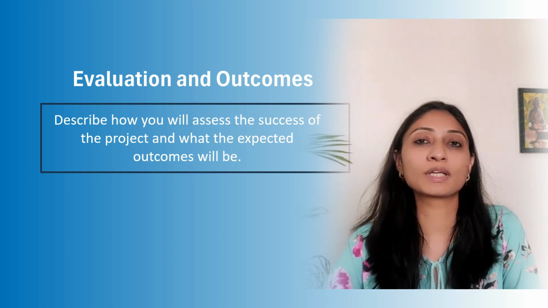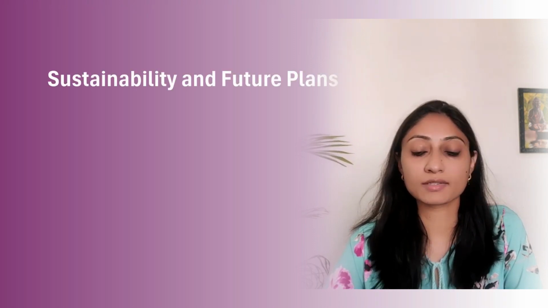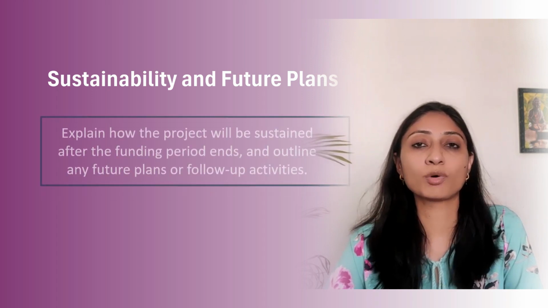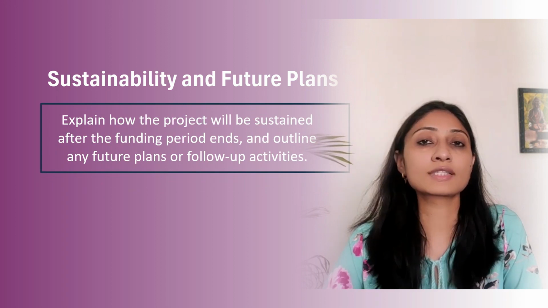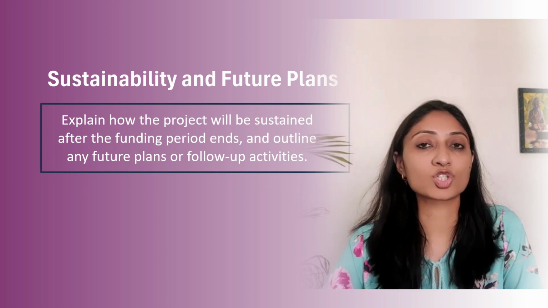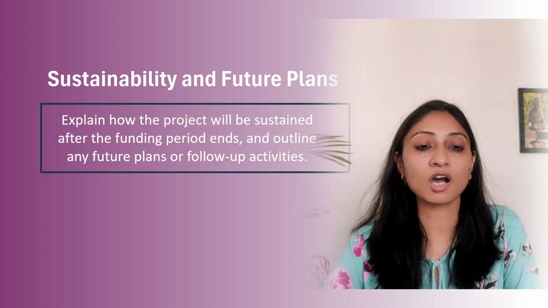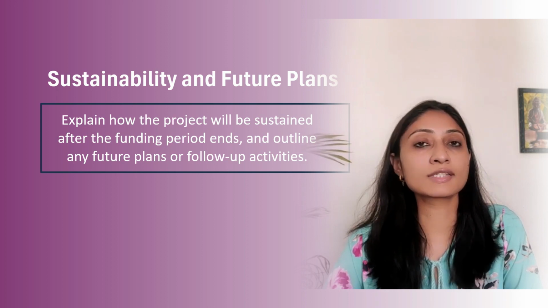So these things should be clearly mentioned in this section. The last section is sustainability and future plans. Once your project is completed, you need to mention the future scope of the project and how you will maintain that project. This comes under sustainability and future plans. Explain how the project will be sustained after the funding period ends and outline any future plans or follow-up activities. So this is sustainability and future plans.